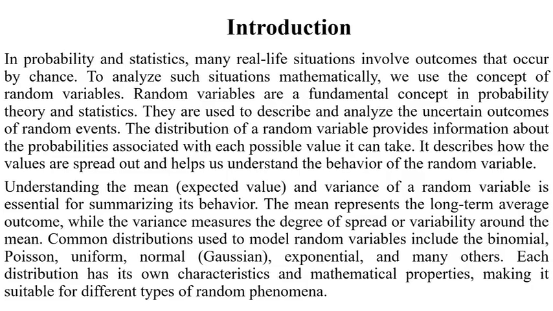The distribution of a random variable provides information about the probabilities associated with each possible value it can take. It also describes how the values are spread, that is the dispersion, and helps us to understand the behavior of a random variable. Also, understanding the mean, that is the expected value, and variance of a random variable is essential for summarizing its behavior. The mean represents the long-term average outcome, while the variance measures the degree of spread or variability around the mean.